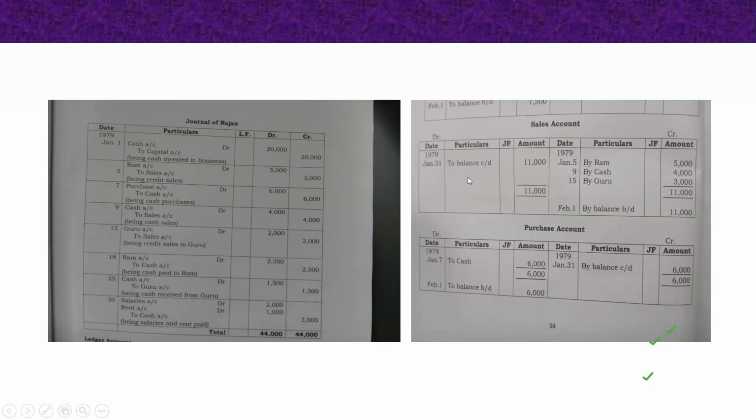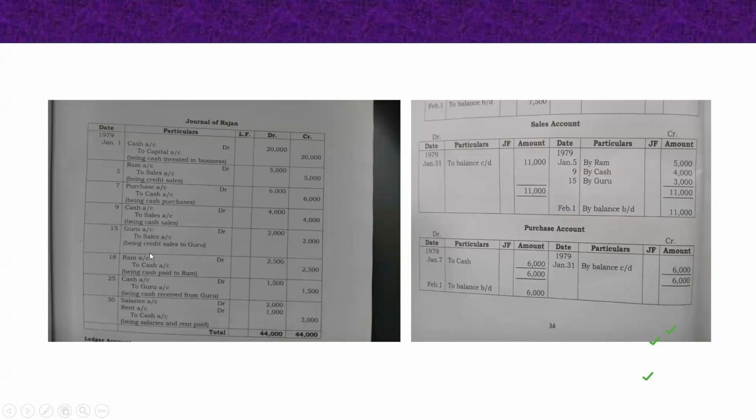So 11,000 in the debit column. And here in the credit column, you can define what kind of sales is being done. Since it is to Ram, it is a credit sale. You cannot mention here cash or credit; instead you have to mention the individual name or the business account name. So by Ram 5,000, by cash 4,000, and by Guru 3,000. If you add up the total here, again 11,000, it's balanced. Then carry forward and bring down that balance.